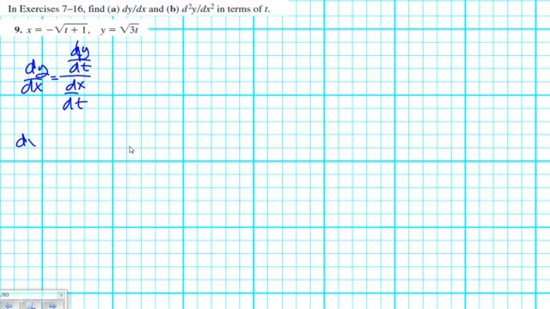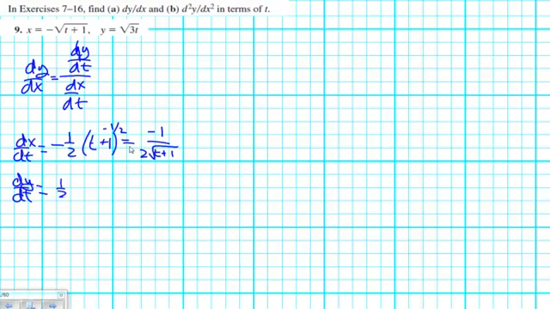What is dx/dt? Well, it's going to be negative, bring the power down, keep the inside the same, reduce the power by 1, and there's a chain rule, but the chain rule is just a 1. So if I do a quick cleanup of that, that's going to be negative 1 over 2 times the square root of t plus 1. Let's go ahead and find out what dy/dt is.